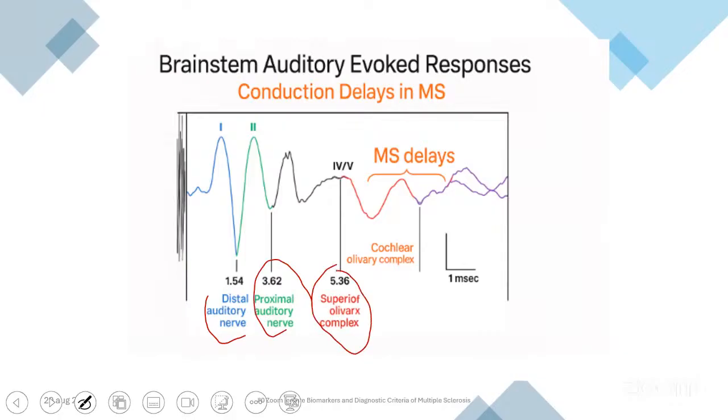So if there are ms delays, the cochlear complex is fifth and the seventh. So these delays in the last ones. So 1 to 3 and 3 to 5 or 6. These are the more important conduction delays that happen.